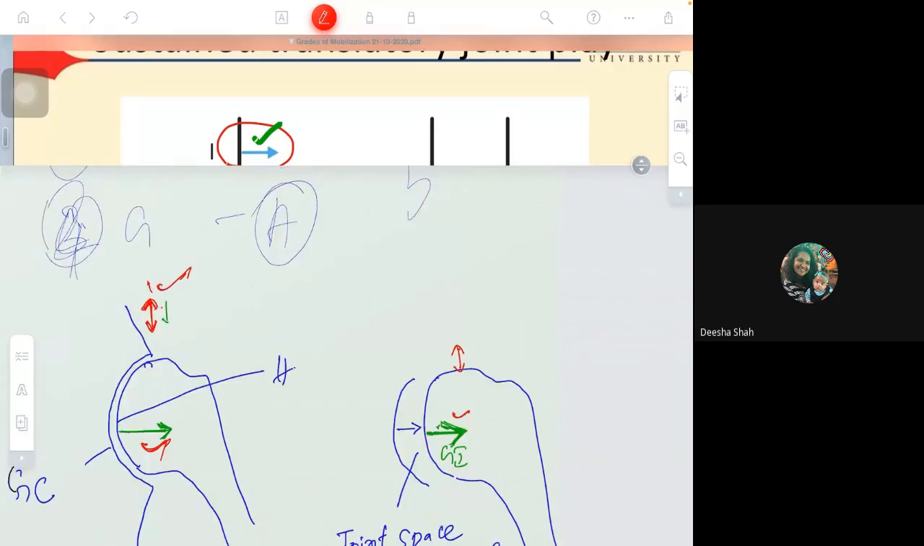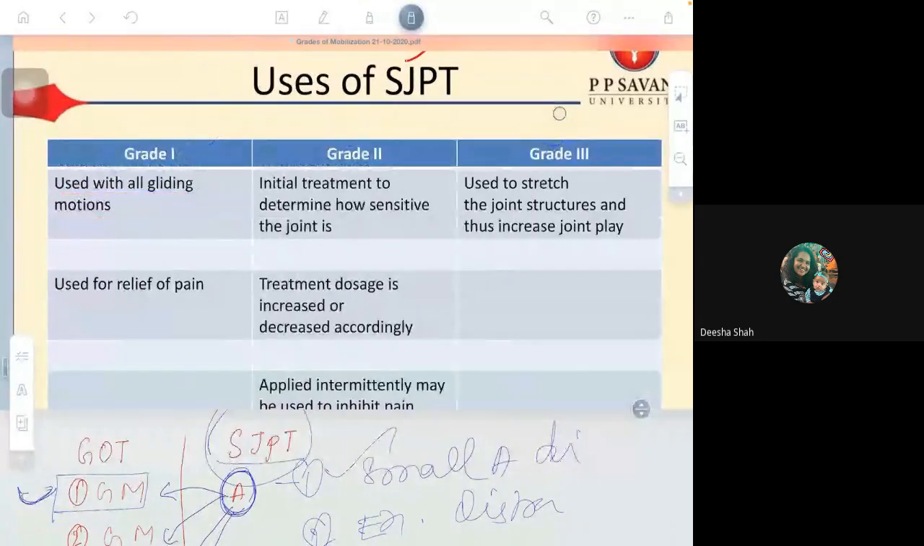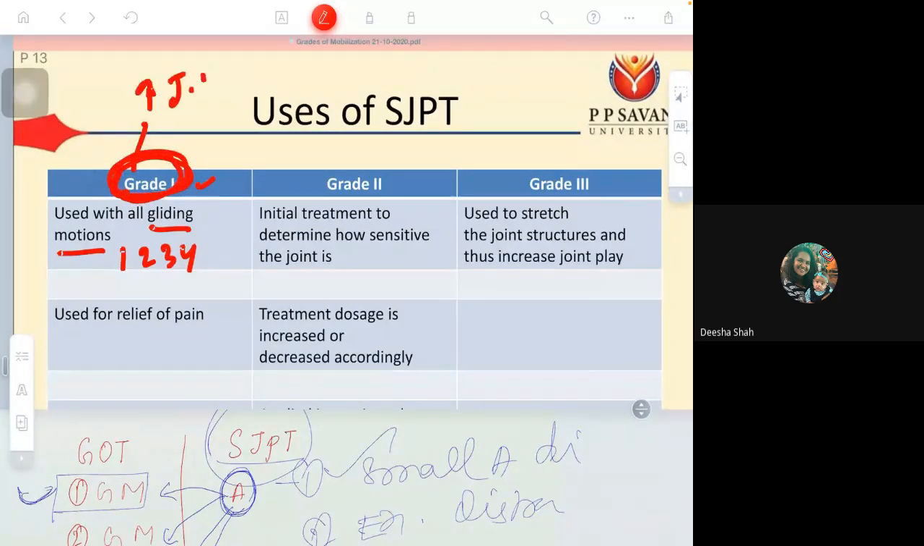So here, if you want, grade 1 distraction is used with, what is grade 1? Grade 1 is small amplitude distraction. Small amplitude distraction is given with all gliding motion, that is 1, 2, 3, 4. In all the gliding motion, you will give grade 1 distraction. Why? To increase the joint space. Are you clear? Yes, sir.